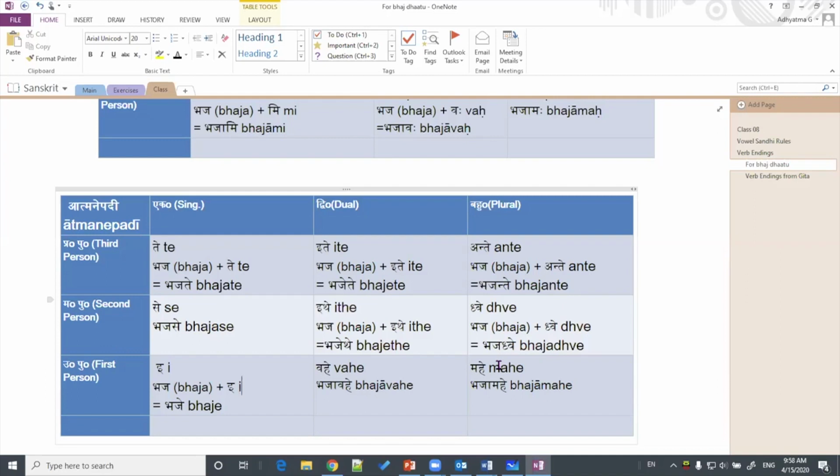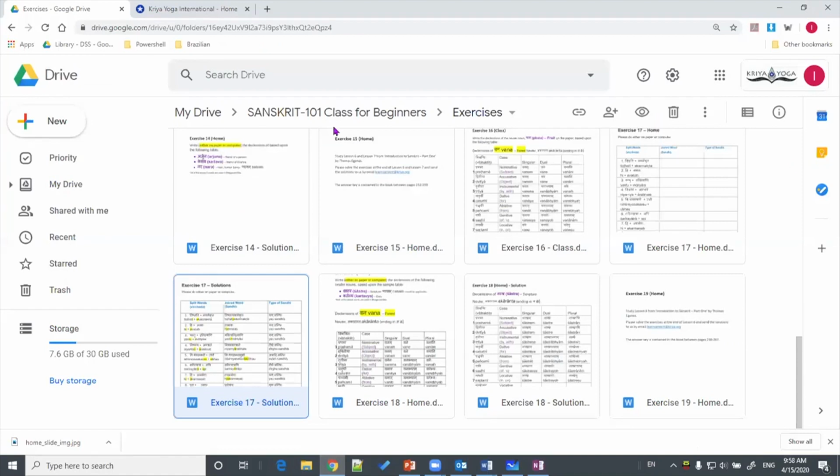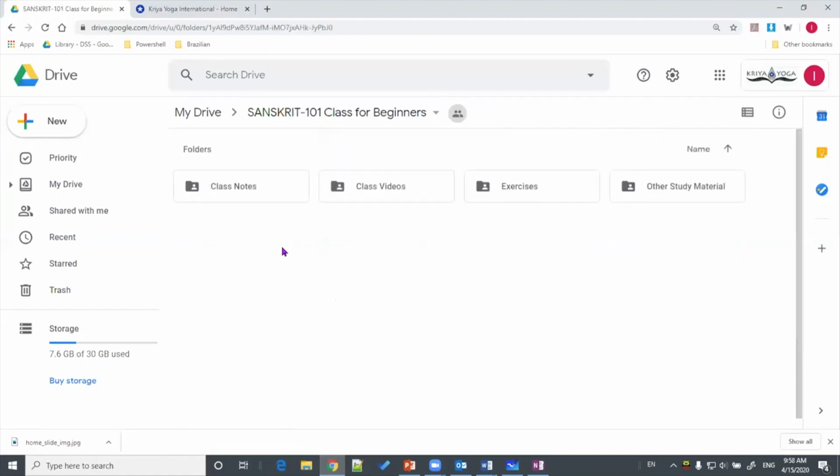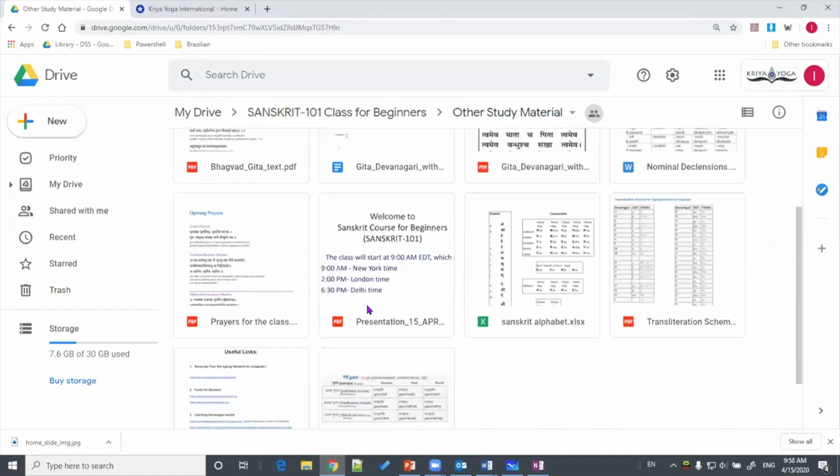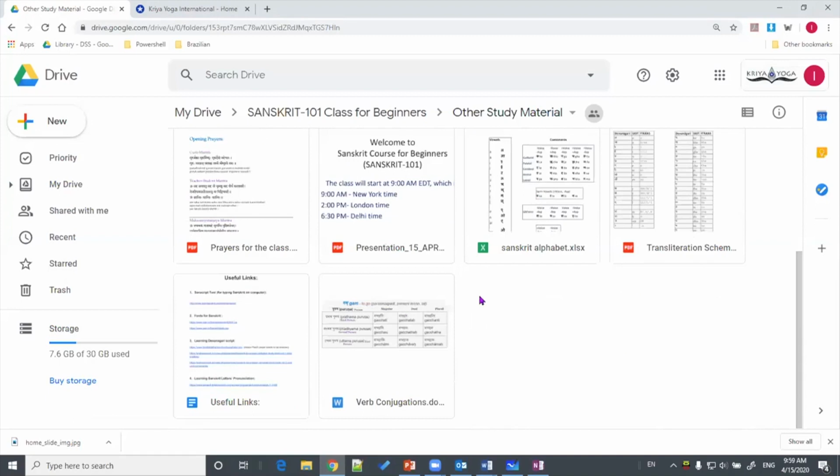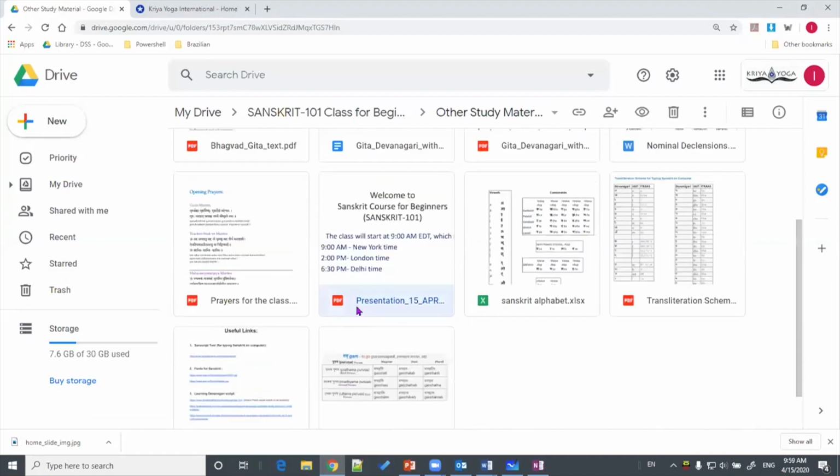Someone says, I cannot find the PPT in the drive, and I'm not sure the information I can see is updated. I'll show you where the PPT is on the drive. If you go to this drive, Sanskrit class for beginners, and then go to other study material, here is the presentation file, 15th April. So this is updated today. You can find it in this file. Okay.